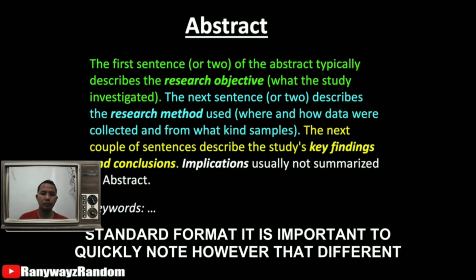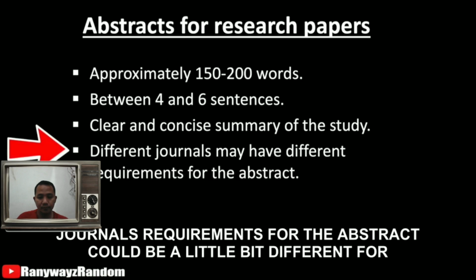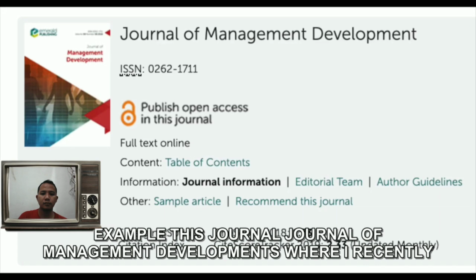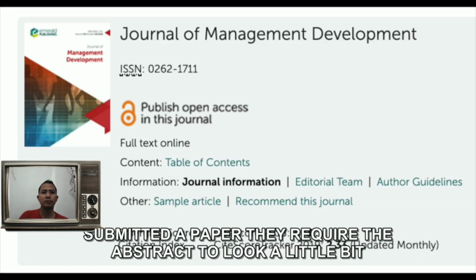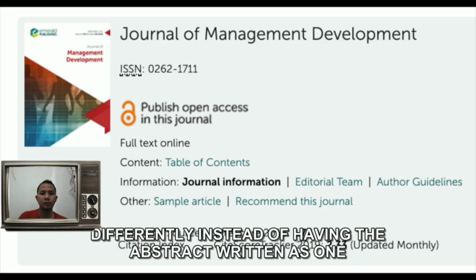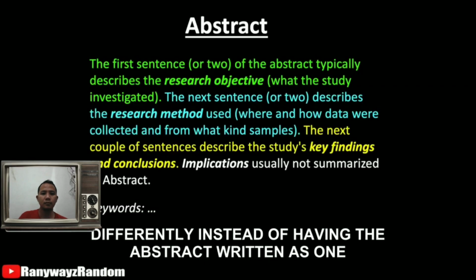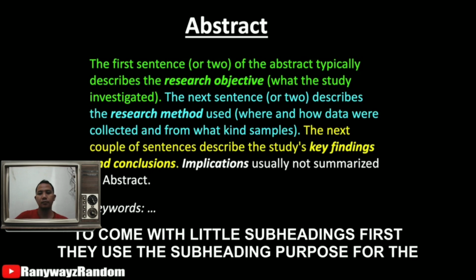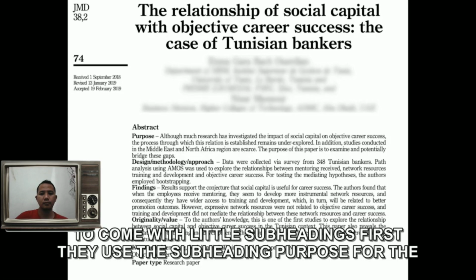It is important to quickly note, however, that different journals' requirements for the abstract could be a little bit different. For example, this journal, Journal of Management Development, where I recently submitted a paper, they require the abstract to look a little bit differently. Instead of having the abstract written as one paragraph, as the 3 examples we just saw, this journal asks for the abstract to come with little subheadings.